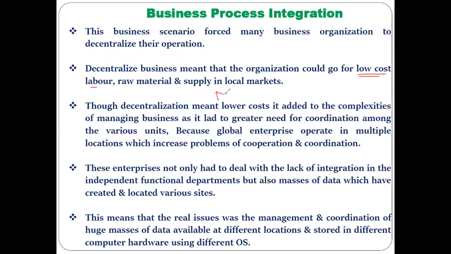Now tell me, the labor which is working at Nashik is from Nashik only, and the labor which is working at Bangalore has gone from Nashik to Bangalore. Which labor will take more money? The labor which has gone from Nashik to Bangalore, or the labor which is working in Nashik only and who is also living in Nashik only?